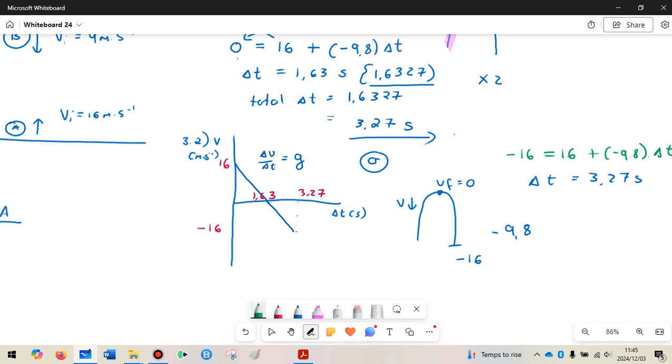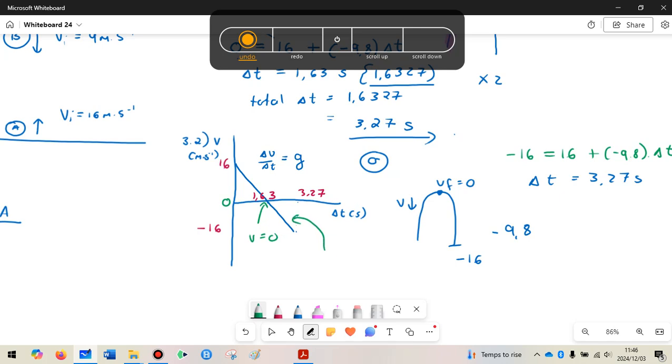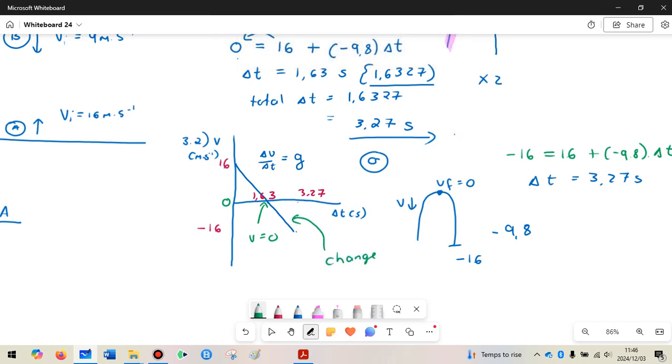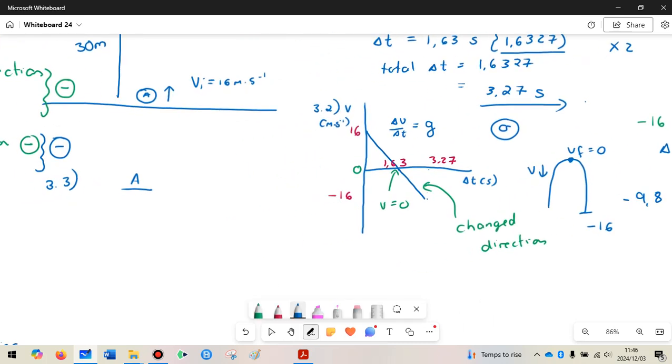Okay, remember what this means. When your graph touches the time axis, that means your velocity is 0 because your velocity is 0 at that point. And the minute your graph goes below the line, that means that your object has changed direction. Now the question doesn't ask you to draw a displacement time graph, but let's compare it to a displacement time graph for a second, because it's very easy to confuse your graphs with each other.